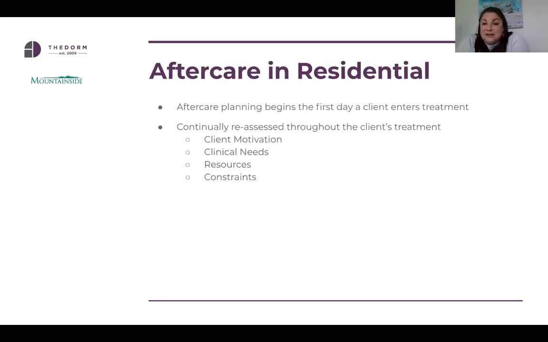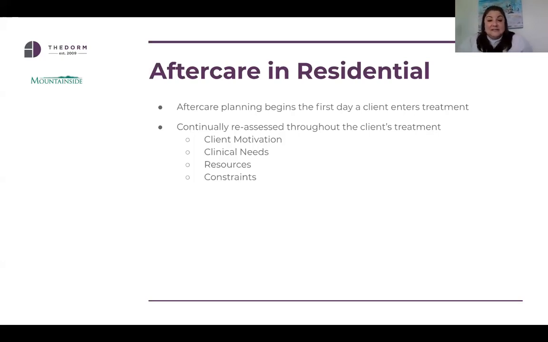So then once they're in, if they ever get to residential, we talk about aftercare in residential. And Amanda is going to say the same thing that I'm about to say in her part of the presentation. But if anyone's worked for or had to go through state licensing, accreditation by CARF or Joint Commission, aftercare planning begins the first day a client enters treatment.